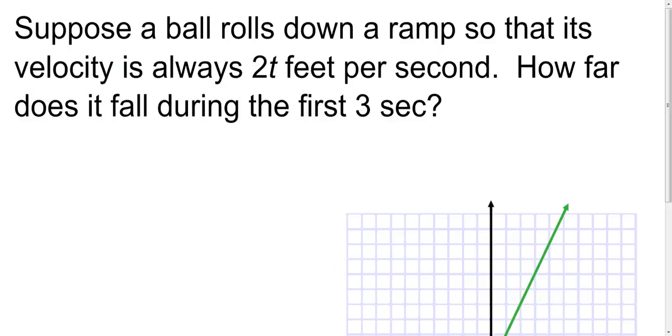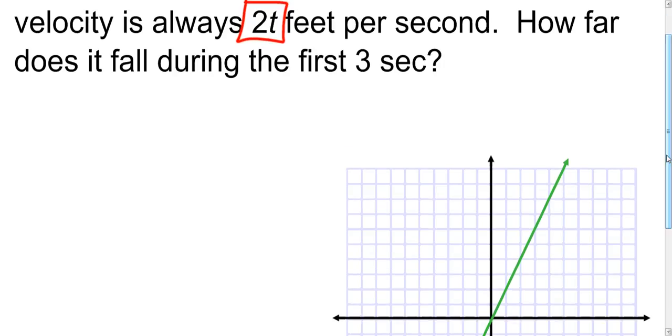All right, and lastly, this one we're actually putting into context. Suppose a ball rolls down a ramp so that its velocity is always 2t. So this is your function that you're working with, feet per second. How far does it fall during the first 3 seconds? So basically that means from 0 to 3 seconds, okay?